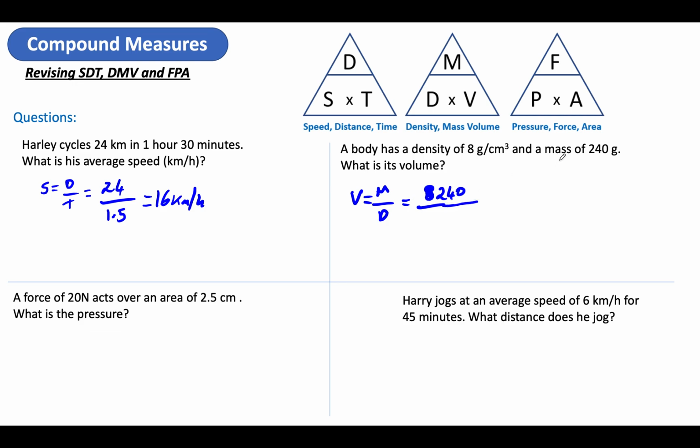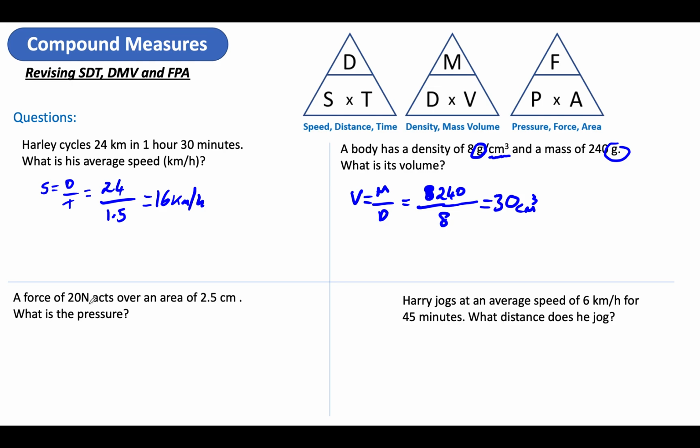Right, my mass is 240 grams and my density is 8 grams per centimeter cubed. Look, my 2 units match, both in grams, so that's happy days. 240 divided by the 8 is 30. But what am I after? I'm after volume. What's the unit of volume in the question? It is centimeters cubed. So it's 30 centimeters cubed. Well done if you got that right.